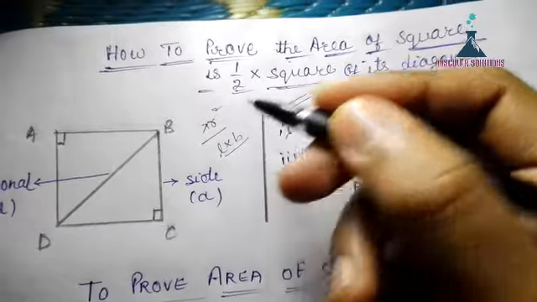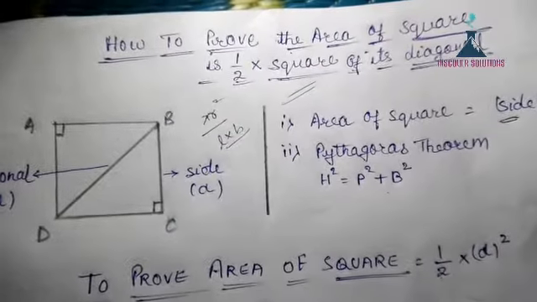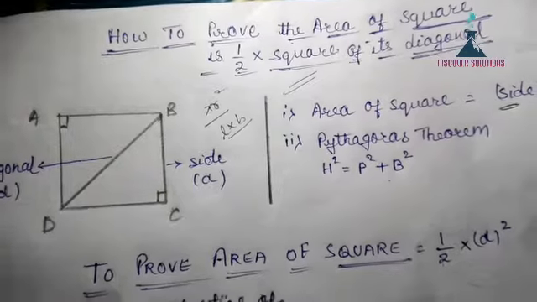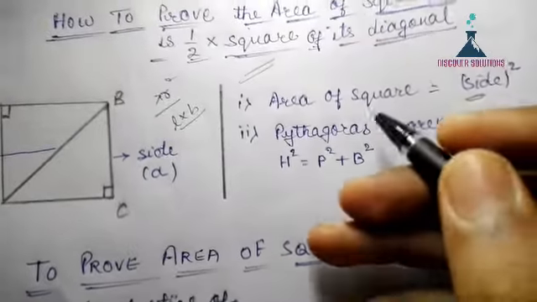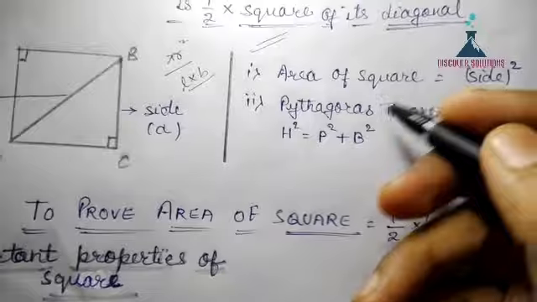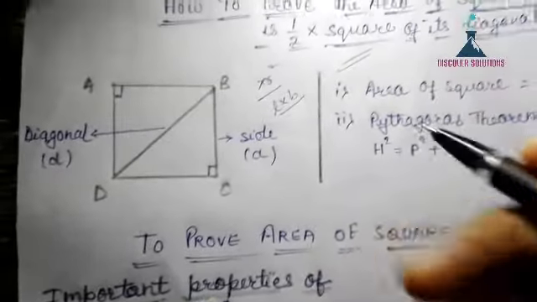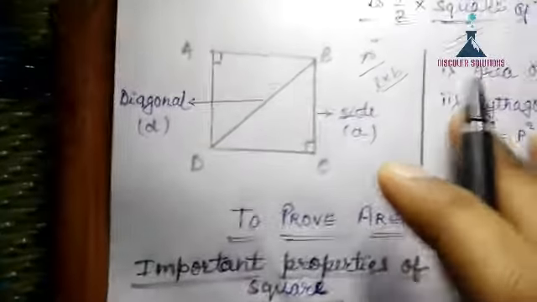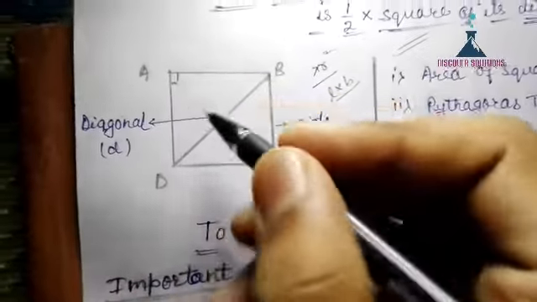So today I'm going to prove how it is possible to show that the area of a square is half into the square of its diagonal, because normally, friends, what do we know? That the area of a square is side square. So today I'm going to prove that the area of a square is half into the square of its diagonal. So friends, let's see. This is a square.